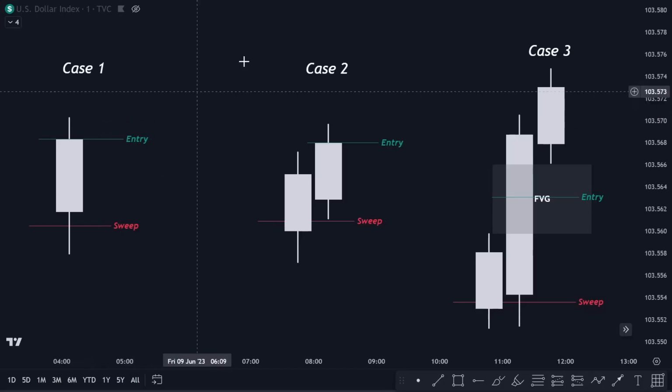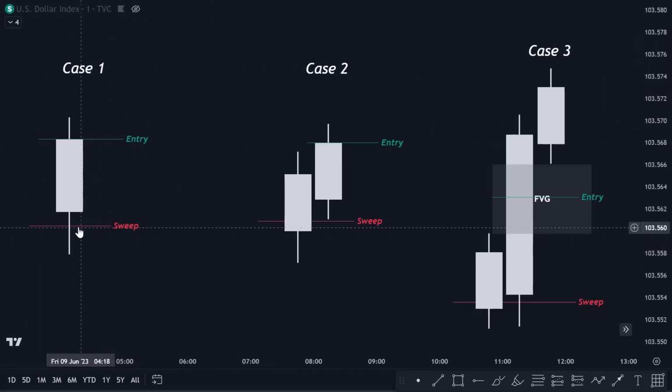So liquidity sweeps, the first case is this one, a sweep here of a level of liquidity. Price doesn't close below this level of liquidity with a body, it closes with a wick. When this candle closes on the 1 minute, I would enter immediately from this level here, the closure of the candle. As soon as this candle closes, I would enter from here.